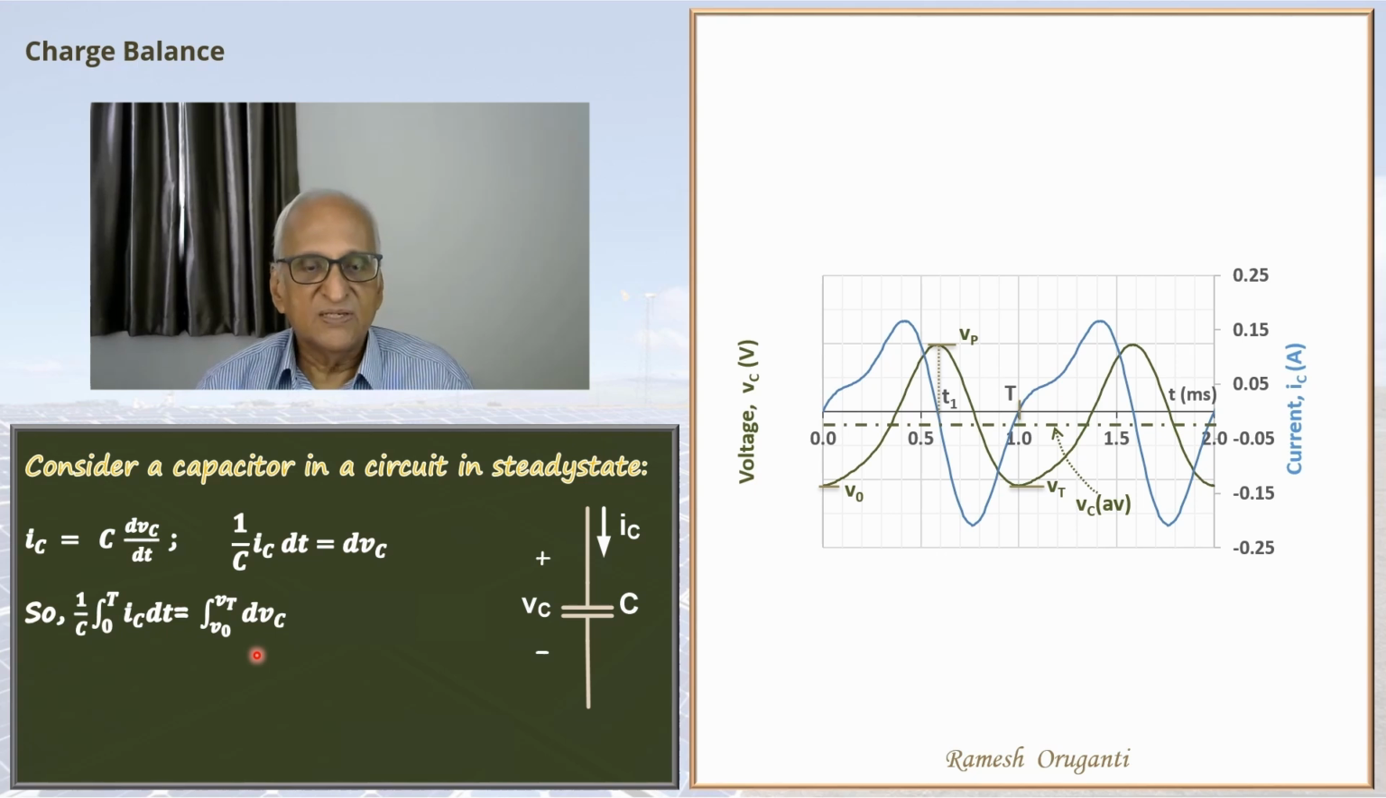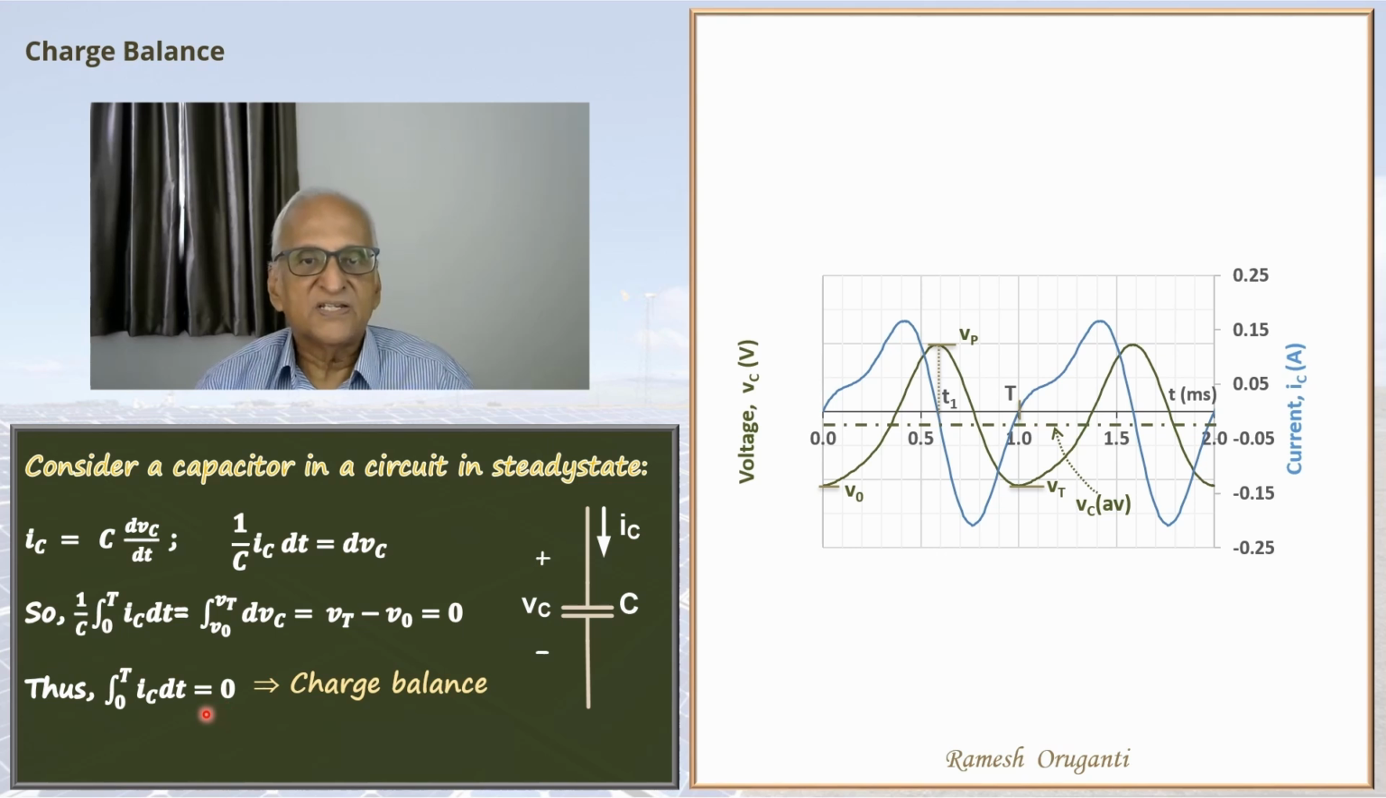Integral dVc is of course Vc, and applying the limits, we will have Vt minus V0, and this is the main thing, Vt equals V0, because we are under steady state. And since Vt equal to V0, this equals 0. So 1 over C integral 0 to T IC dt equals 0. What that means is integral 0 to capital T IC dt equals 0. This is charge balance because integral IC dt is charge. So this is the net charge going into the capacitor or out of the capacitor over a cycle under steady state, that is 0. That's what this equation says.